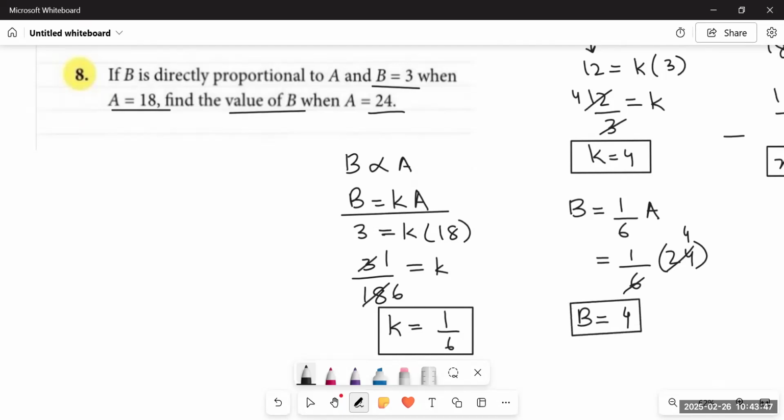So you can observe that question number 3, 4, 7, and 8 are exactly the same. All you need to do is first find the value of the constant using the values of the variables given in the first statement. And after finding the value of constant, you just have to substitute the values of the given variables and find the unknown. That is how we have to solve these type of questions.